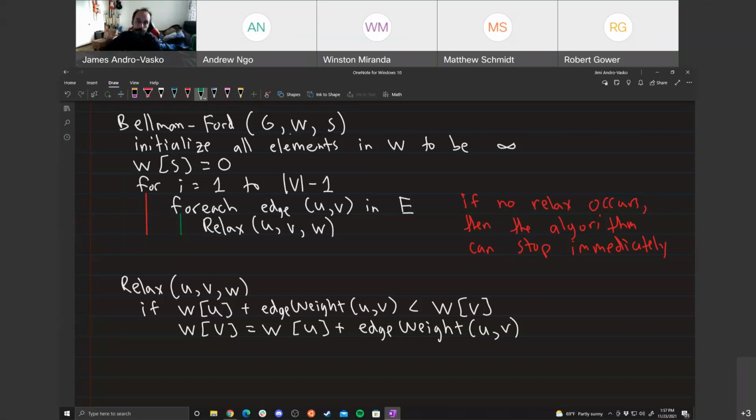But in the worst case, we're going to have to run this for loop V minus 1 number of times, and then we have to iterate through every single edge in our graph.